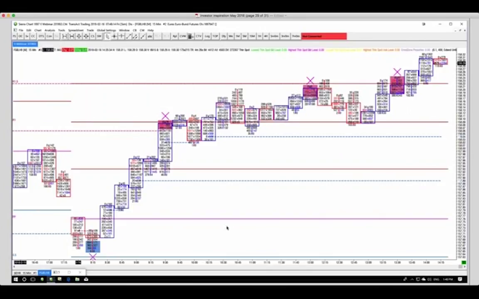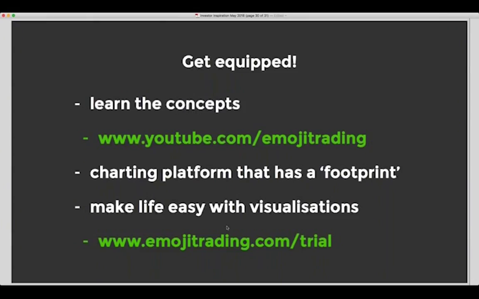And then really the final step to introducing order flow to your trading is get equipped. Explore and learn some of the concepts behind order flow. I've taken a really quick walk through some concepts of absorption, exhaustion, and imbalances today and explained how volume is why price moves. We've got a series of videos which we've put up on YouTube at youtube.com/emoji trading that go into a bit more detail.